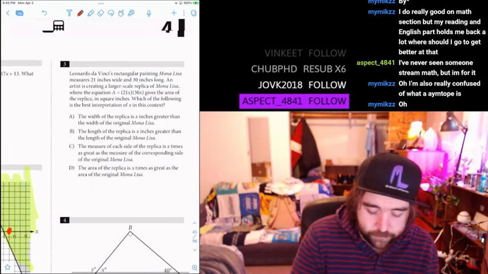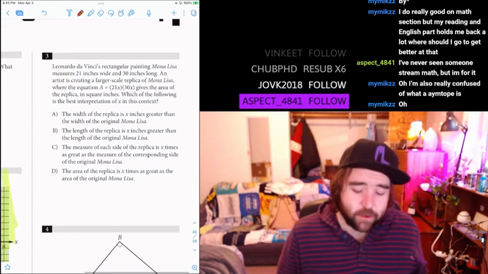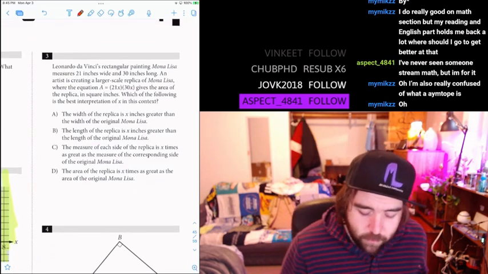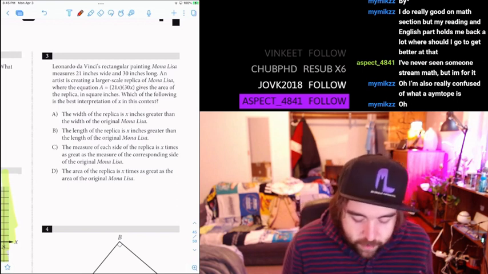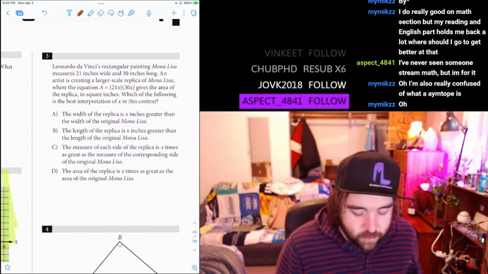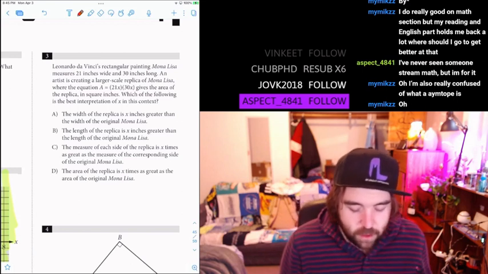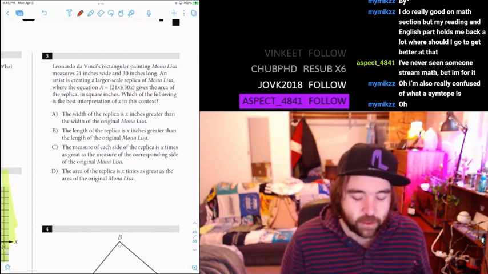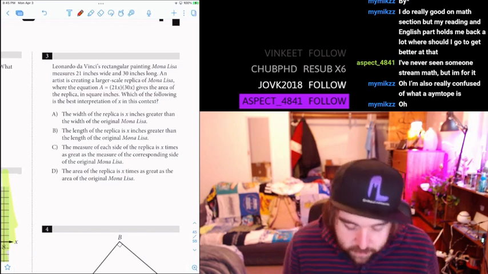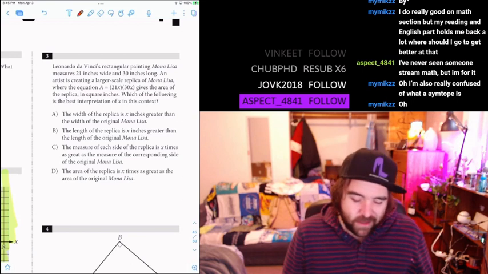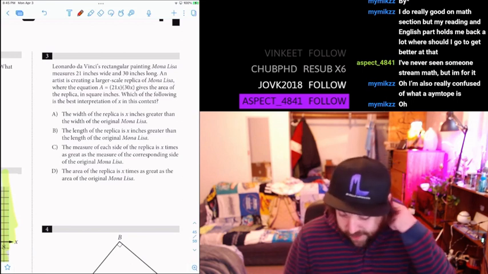All right. So Leo's rectangular painting, the Mona Lisa, measures 21 inches wide and 30 inches long. An artist created a scale replica of the Mona Lisa where the equation 21x times 30x gives the area of the replica in square inches. That makes sense. Which of the following is the best interpretation of x in this context? Oh, so well, x is whatever they're multiplying by. It's like the scale factor.